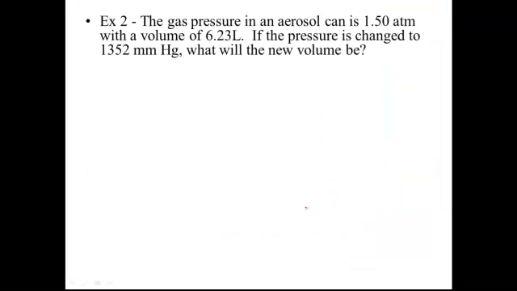Okay, here's another example. The gas pressure in an aerosol can is 1.5 atmospheres. Now here they're actually telling us the pressure is this. They don't really need to tell you that because you should be able to look at that ATM and determine, oh, that's my pressure. With the volume, again, they're telling you 6.23 liters. It says if the pressure is changed to 1,352 millimeters of mercury, what will the new volume be?